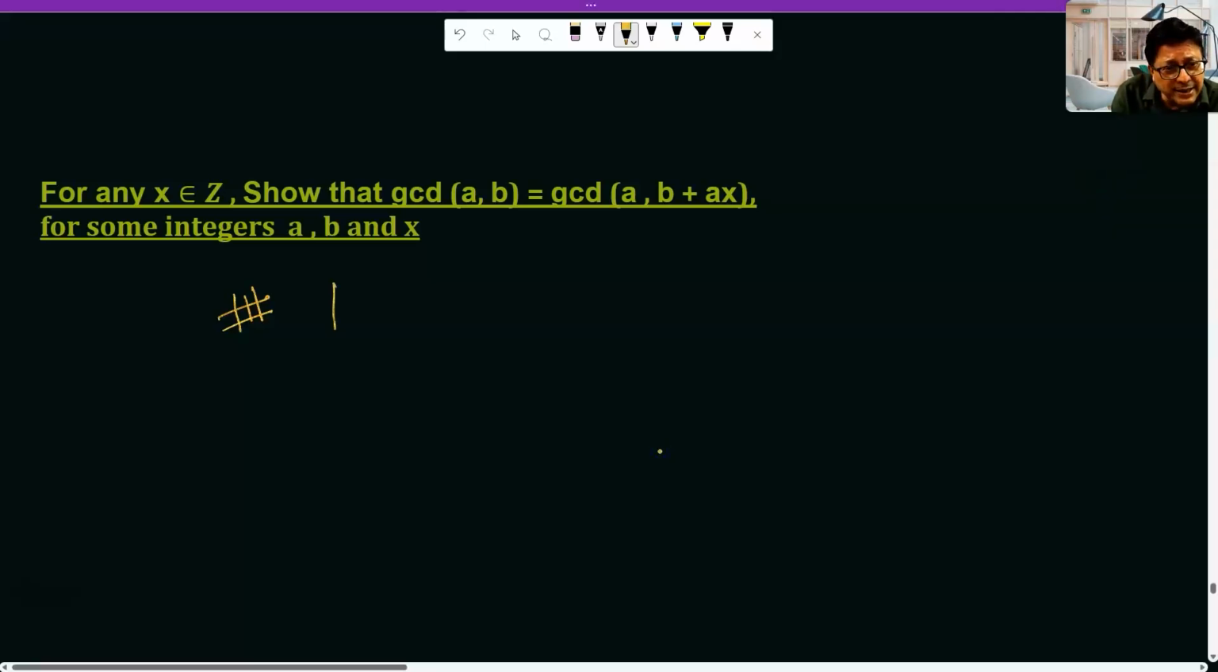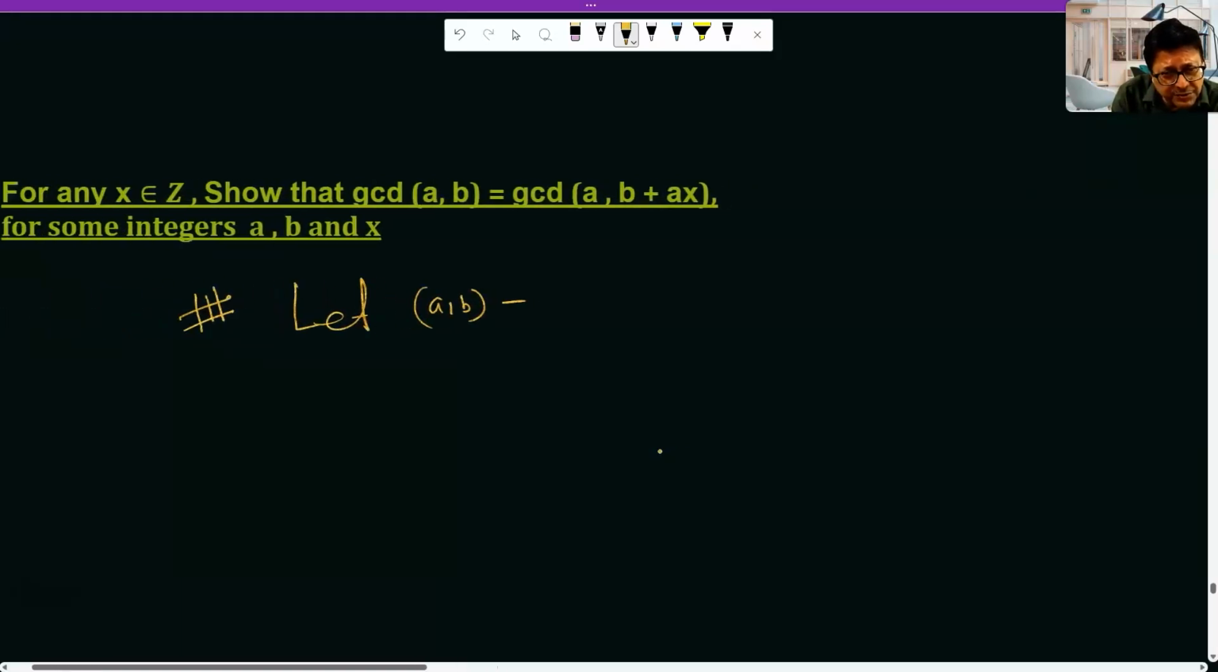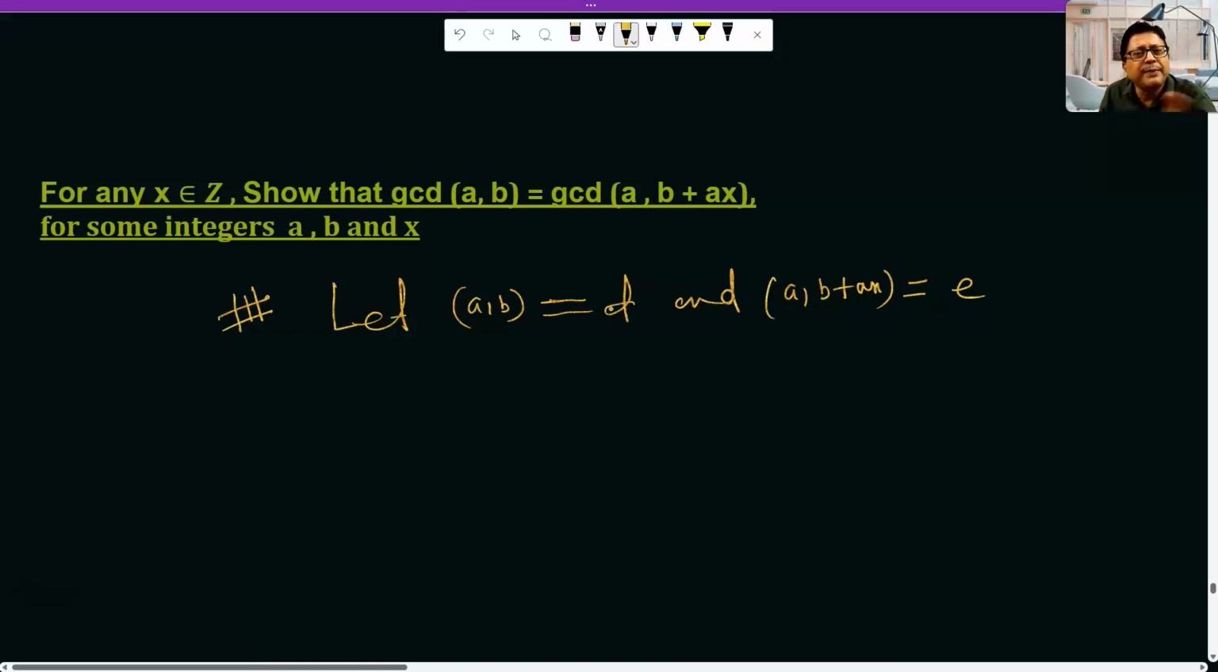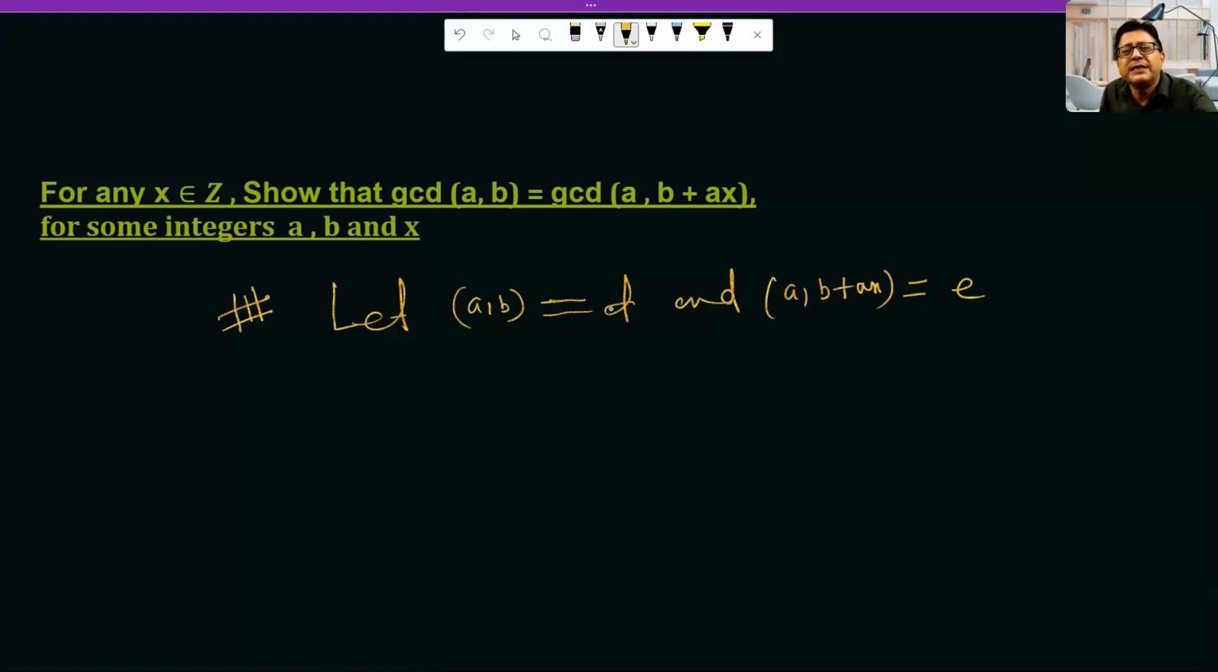You start this manner. Let the GCD of A and B be D and the GCD of A and B plus AX be E. You are going to prove that D equals E. Then it is done, because A, B has GCD D and A, B plus AX has GCD E. If you can prove that the value of D and the value of E are the same, then it is done.